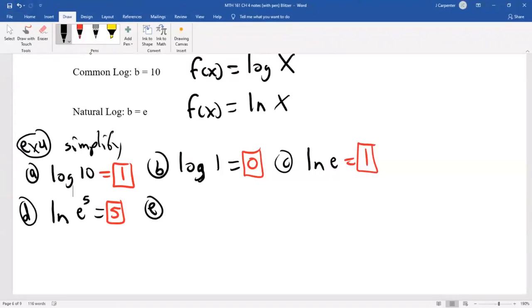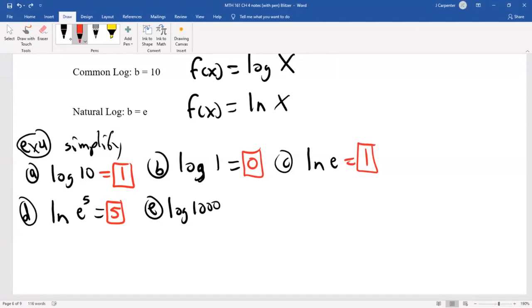Example e, not the number e. Log of 1,000. There's no base written because it's a log, so the base has to be a 10. There's an implied 10 right there, but I don't like keeping it because you won't see it written until you write it yourself.